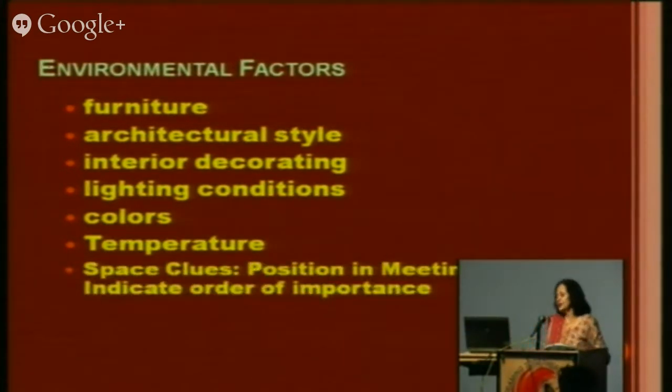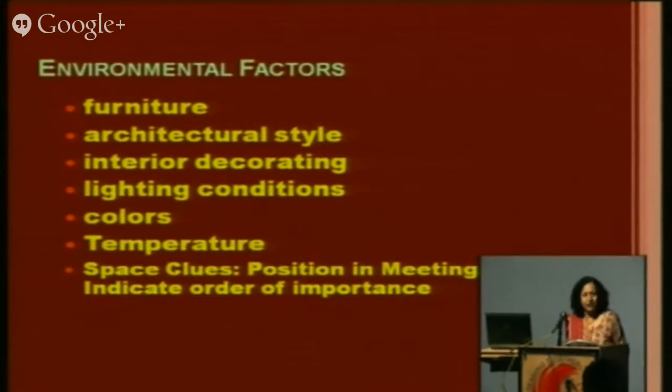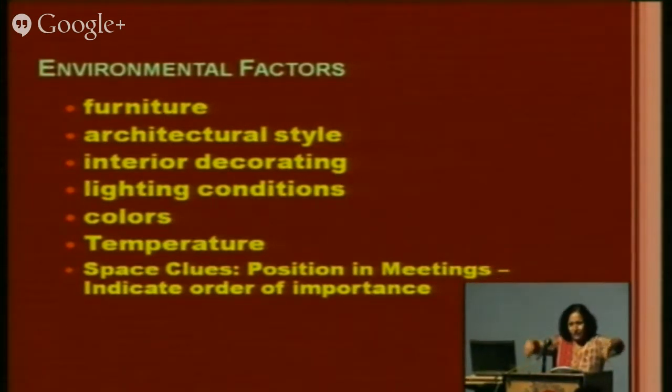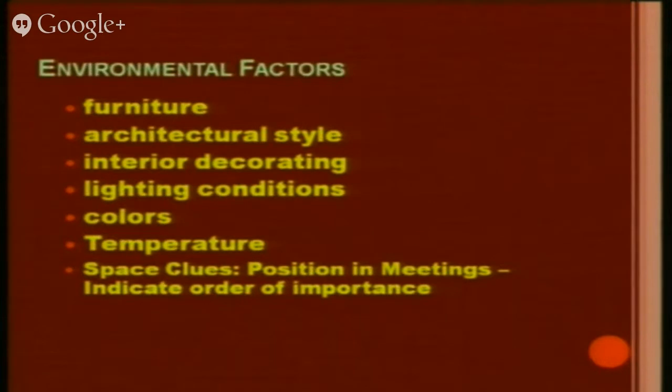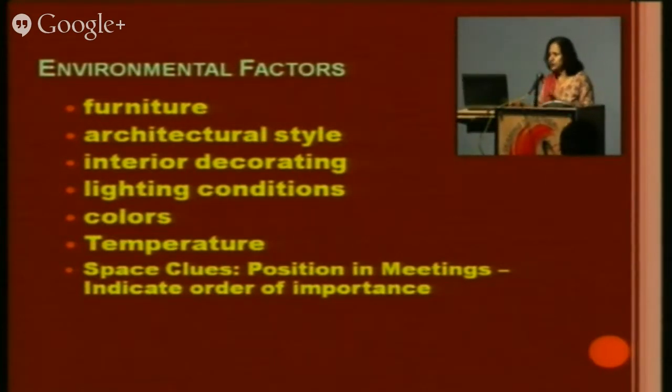Then space cues, say position in meetings indicate order of importance. तो कई चीजें स्पेस बोला कुछ नहीं है, पर जो सेंटर में होगा that person is the chairperson. जो बाकी सीनियर आएंगे वो आगे आगे होते जाएंगे. So nobody but just the sitting arrangement tells us how the senior people are sitting, how the persons are there. So point is, environmental factors also communicate non-verbally.